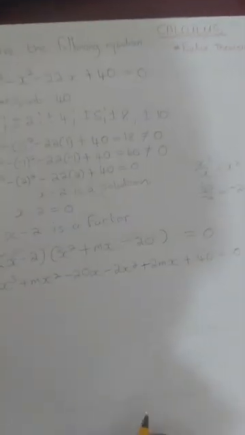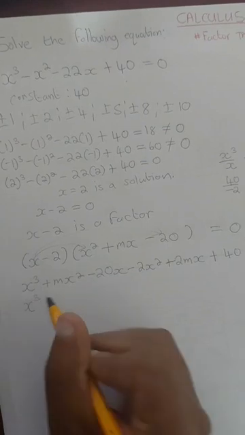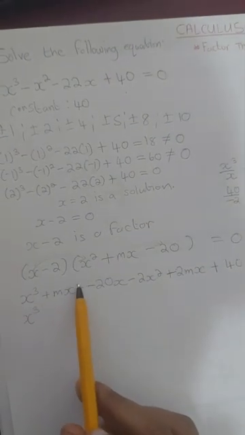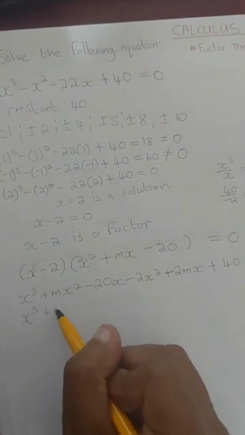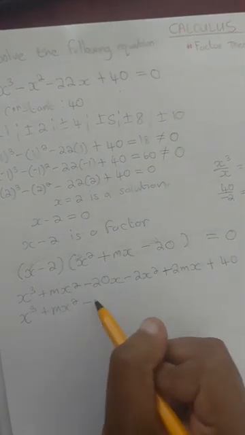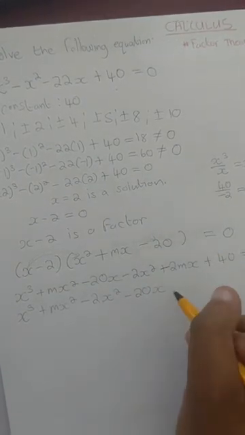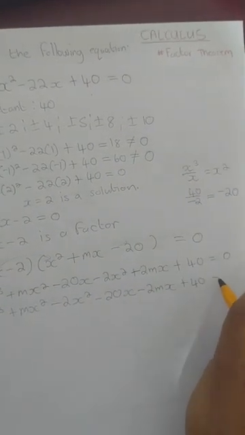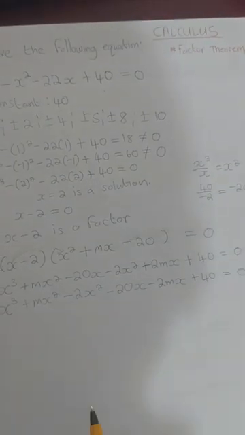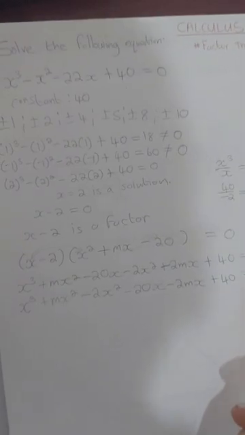Now that we have this equation, we can group like terms together. By like terms, I mean the terms that have the same exponent. So I'm going to say x cubed plus mx squared minus 2x squared minus 20x minus 2mx plus 40 is equal to 0. Once I have done this, you can compare this equation with the original equation.